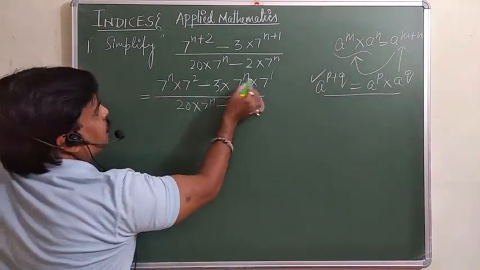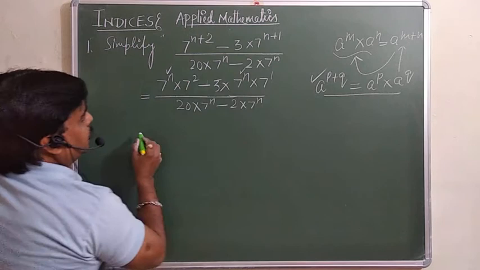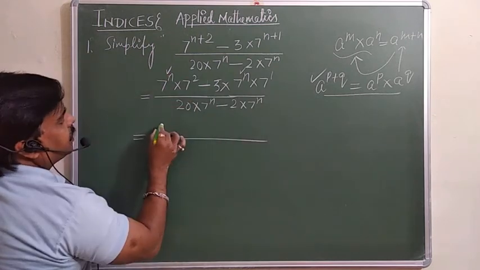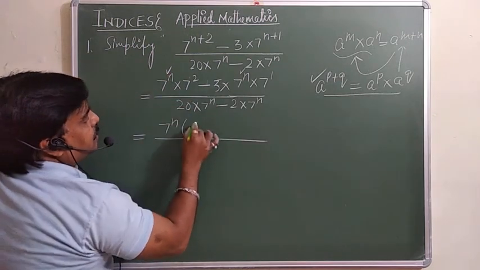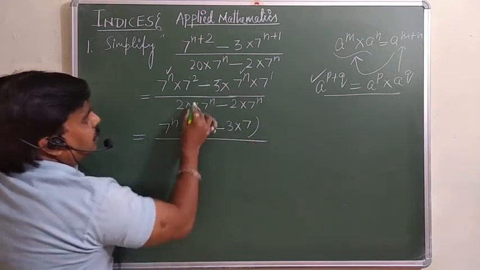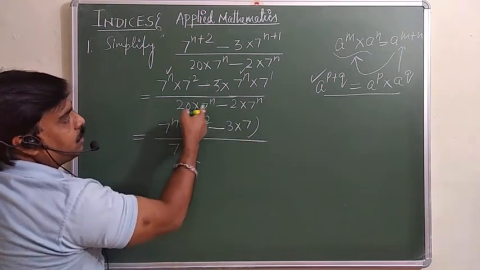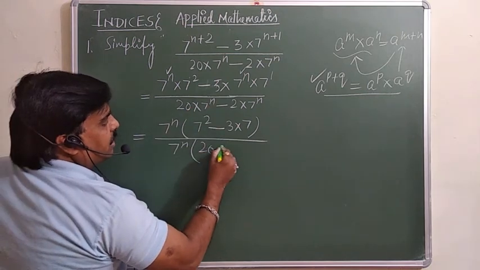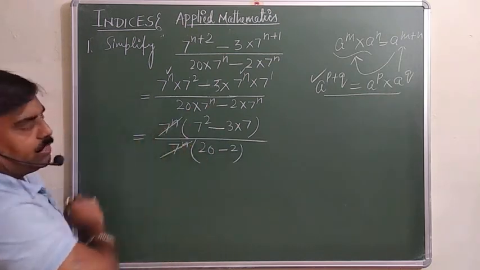Now from the numerator what we can do? We can take 7 raised to power n common. Here is 7 raised to power n common here. Here is 7 raised to power 2 minus 3 into 7 whole over. In the denominator also we can take out 7 raised to power n common. So that's 20 and minus 2. 7 raised to power n, and this is cancelled.